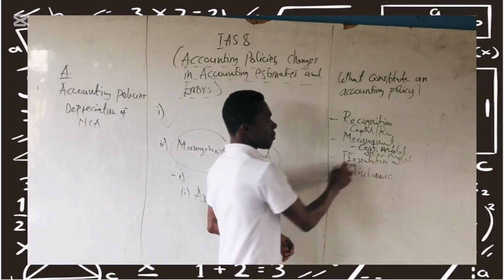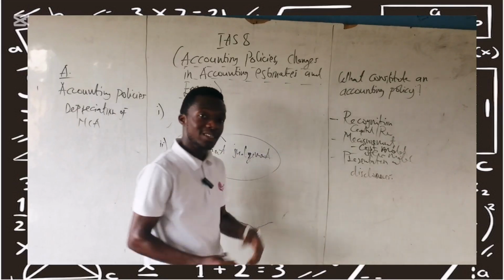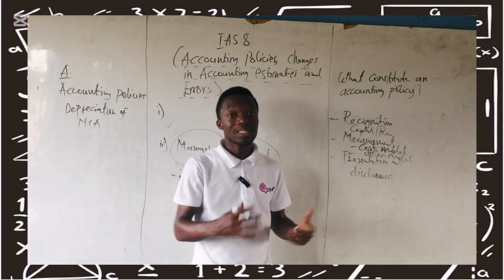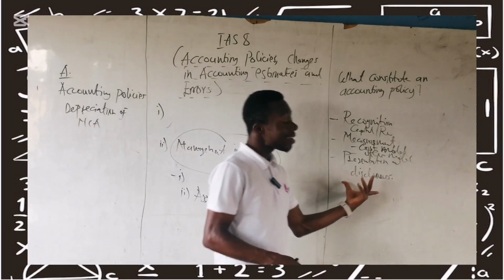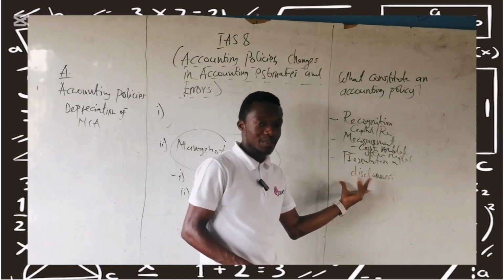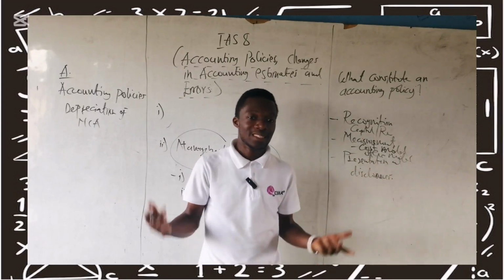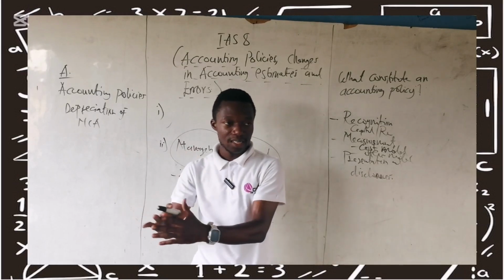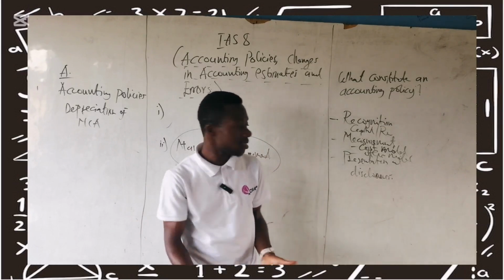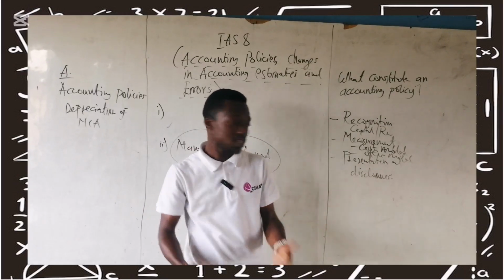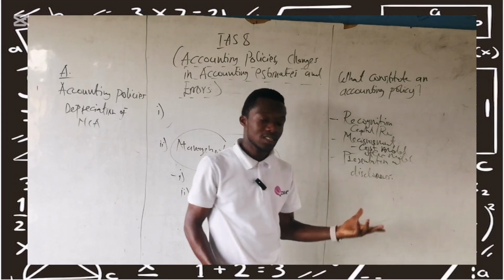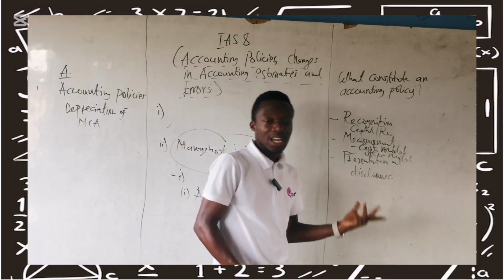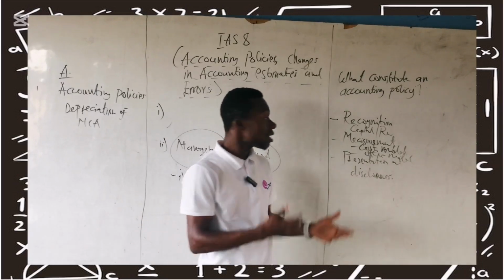And lastly, the presentation and disclosure. So here, this is where we present the items of assets, liabilities, income, equity, and expenses in the financial statements, whether we present it as an item in the income statement or as an item in the statement of financial position. So here we're talking about classification and categorization. If the item is a current asset, then it falls under current assets. For example, inventory falls under current assets. If it's cash, it falls under current assets. If it's property, plant, and equipment, it falls under non-current assets. If it is, say, payables, then it falls under current liabilities.